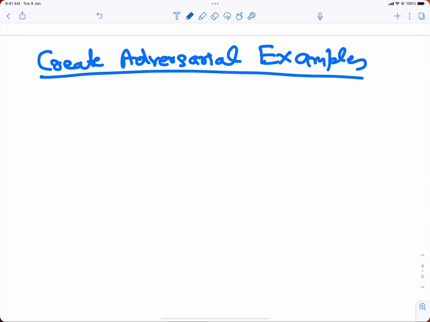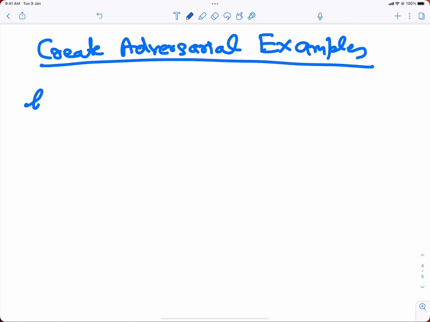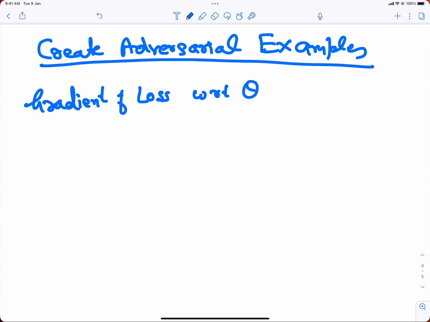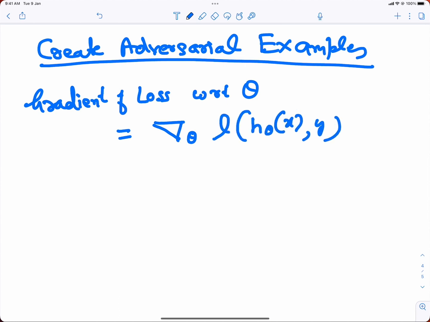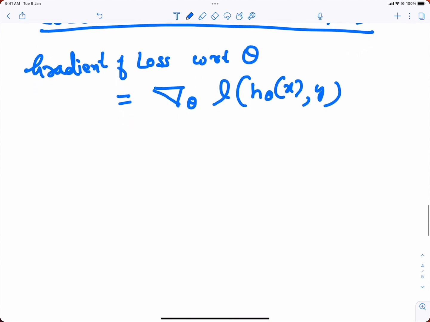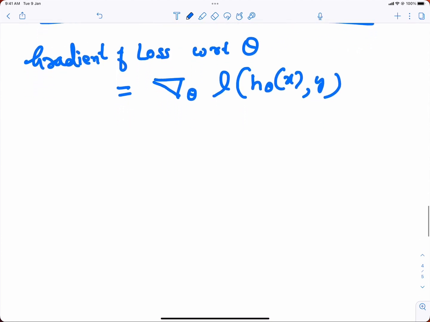Now, how do we create adversarial examples? The magic of the logic behind the adversarial example is, again, the computation of the gradients. So far, what we have done is the gradient of loss with respect to theta, which is del theta of loss of h theta of x, y. This is what we have done so far. It computes how to make a small adjustment in theta.